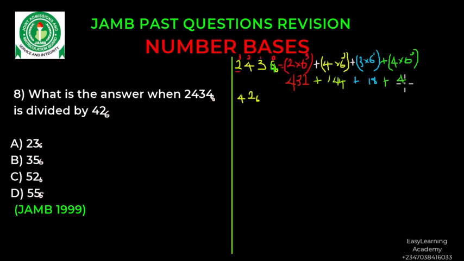So 432 rather, plus 144 plus 18 plus 4 will give us 598. So when we convert from base 36 to base 10, we are going to have 598. Okay, so we are going to convert 42 now.